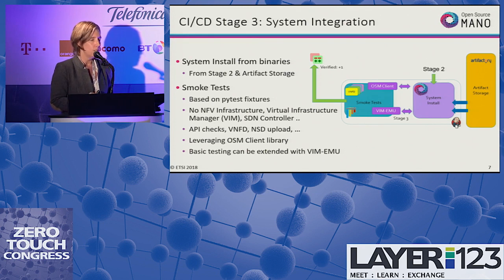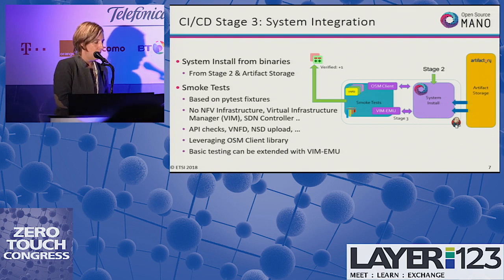For this smoke test, we have a battery of tests that are being developed by our teams. They are based on PyTest fixtures. The idea here is to run simple testing that doesn't require access to infrastructure, that doesn't require anything else but what we have in this build environment. So we're going to do some API checks. We are going to do upload of descriptors, and for that we are leveraging the OSM client library that Gerardo showed in the previous session.